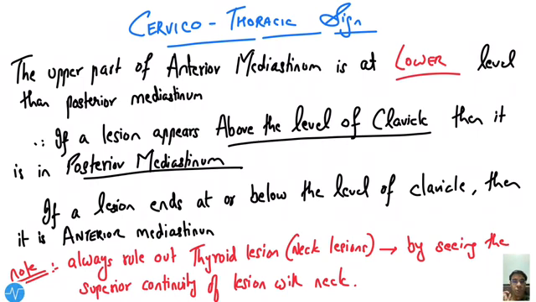One note we should always take into consideration before applying the cervicothoracic sign is to check for a thyroid lesion or a neck lesion. If the superior continuity of the lesion is not well defined, meaning it is continuing towards the neck, then it would be a thyroid lesion.